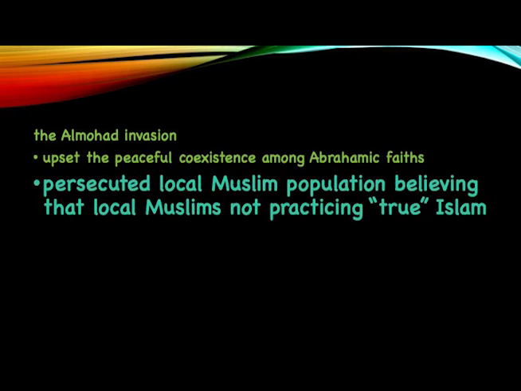Although the Almohad were Muslim, they espoused a different form of Islam from Iberian Muslims. The Almohad persecuted the local Muslim population because they believed that the local Muslims were not practicing Islam correctly. Many Muslim elites joined Catholics and Jews in fleeing the Almohad. The Almohad thus made enemies among Muslims, Catholics, and Jews.